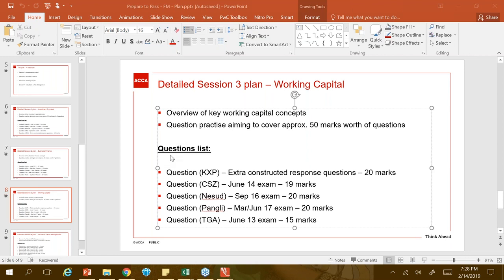Did not touch cash budgets. Well, we didn't have much time really to go on the cash budgets, but cash budgets are simply inflows and outflows. So there's nothing much there. You will have opening balance of cash, some inflows, remove the outflows, you get a closing balance. So again, the aim here wasn't to cover everything on working capital. The aim was to focus on key areas and do some question practice.